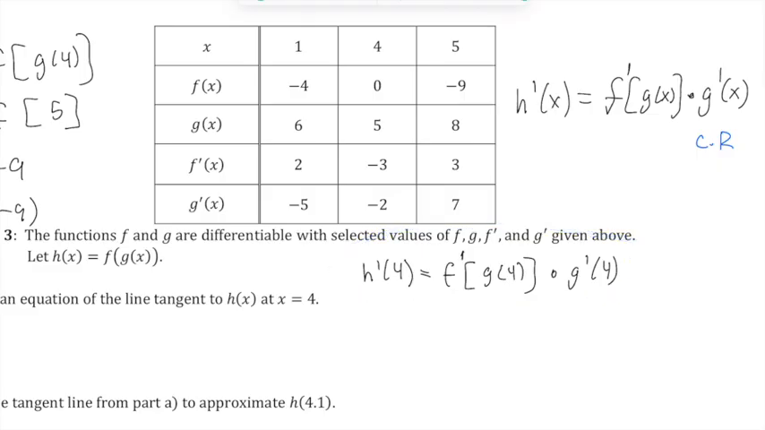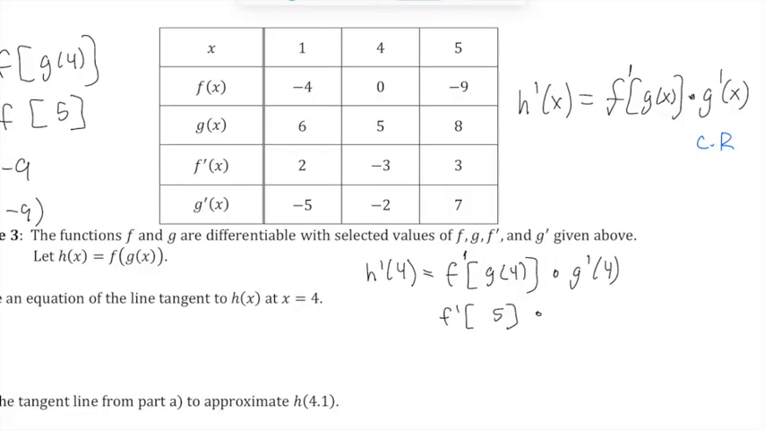So we already found g of 4. g of 4 is equal to 5. And g prime of 4 is going to be -2. Okay, so now f prime of 5 is going to be 3. And so we're going to have 3 times -2, which is -6.